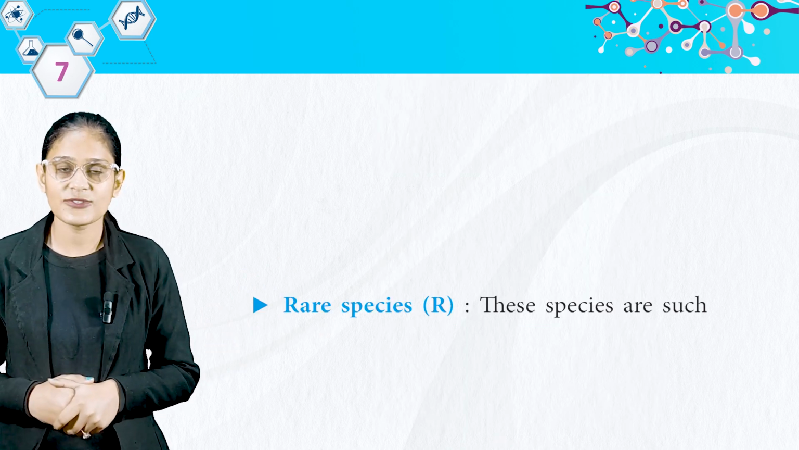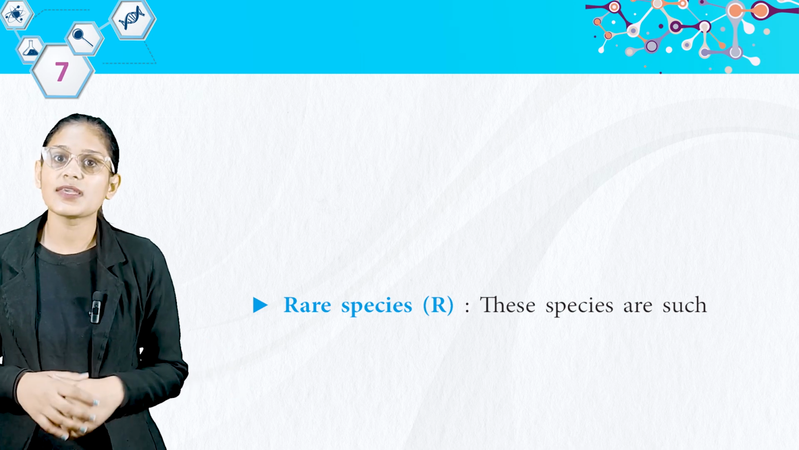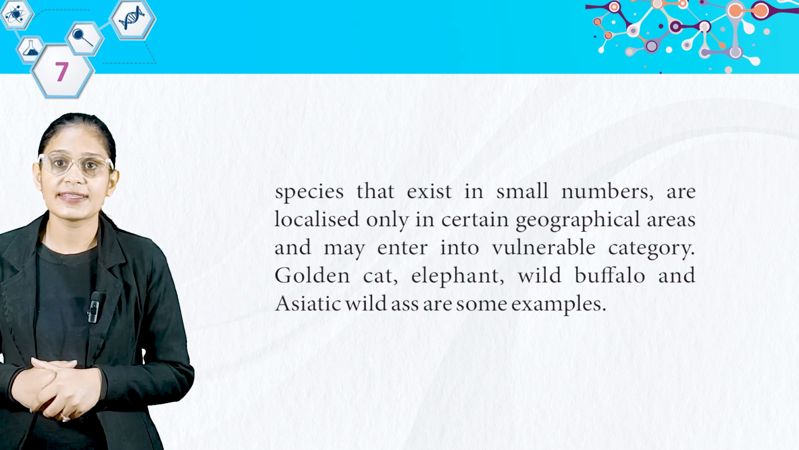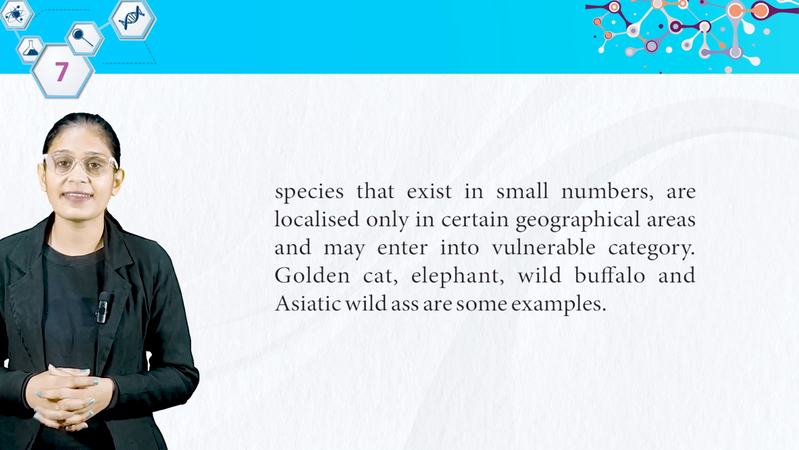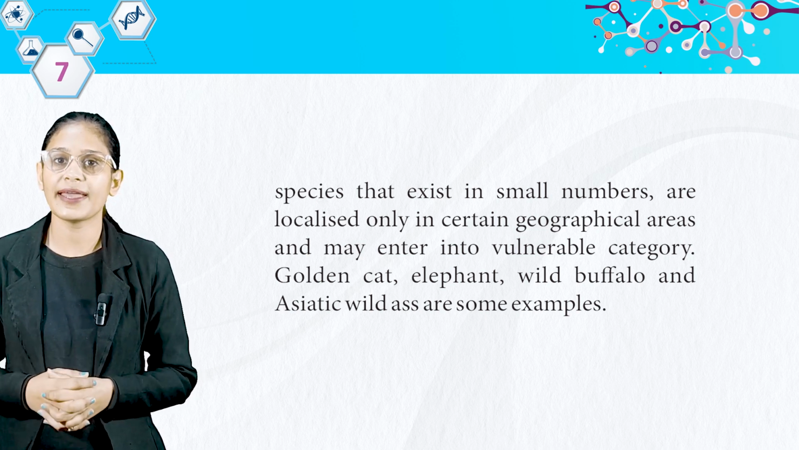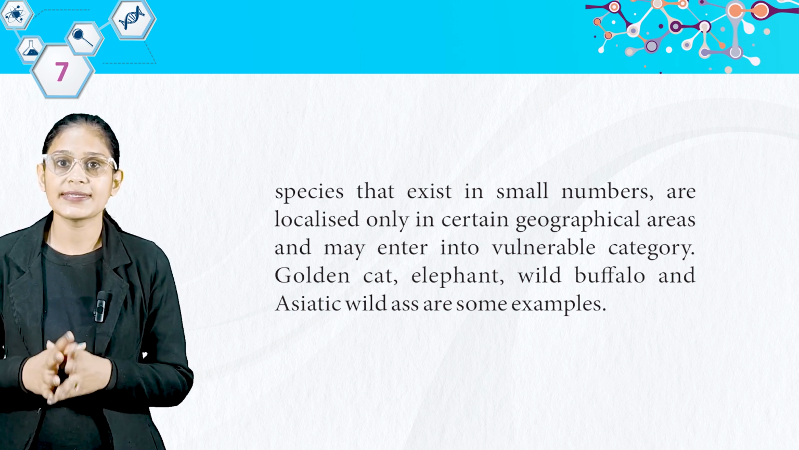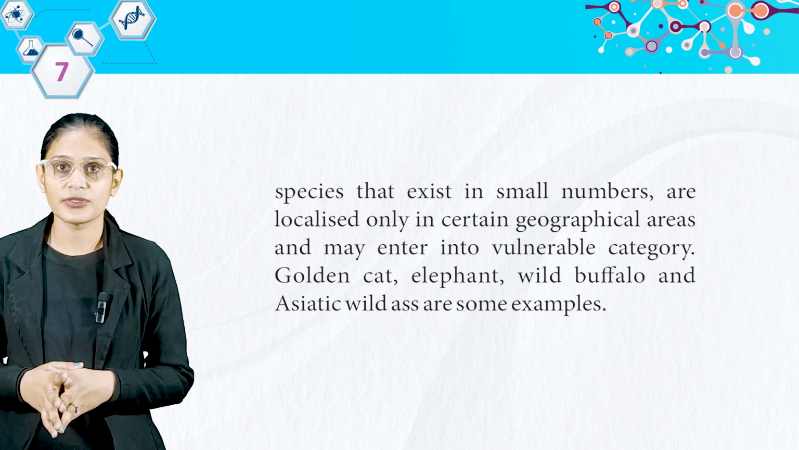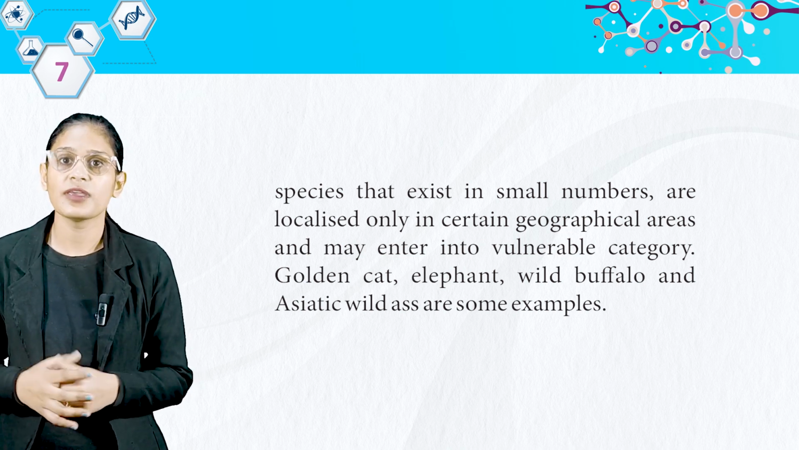Now come to the next, students. We have rare species. These are species that exist in small numbers, are localized only in certain geographical areas and may enter into the vulnerable category. Golden cat, elephant, wild buffalo and Asiatic wild ass are some examples. So students, rare species are those found only in certain geographical areas.